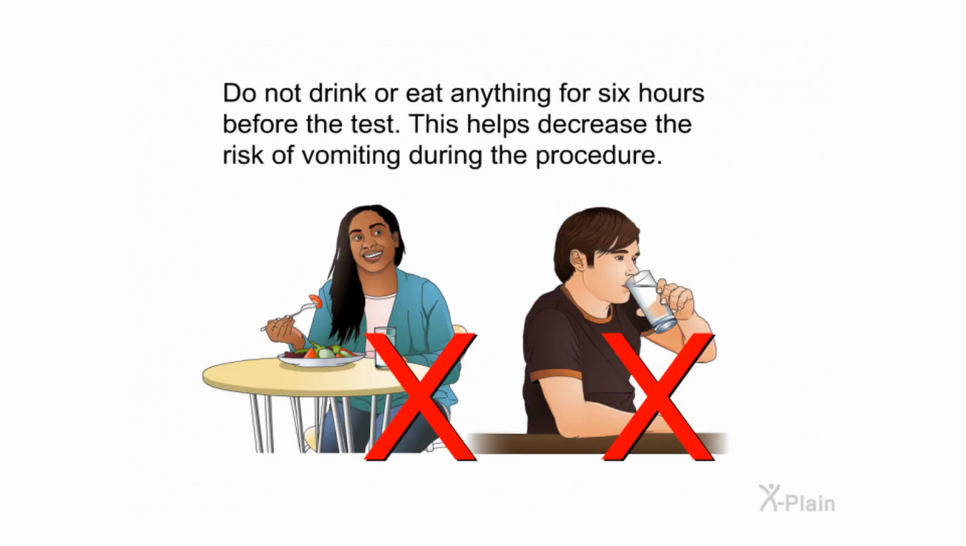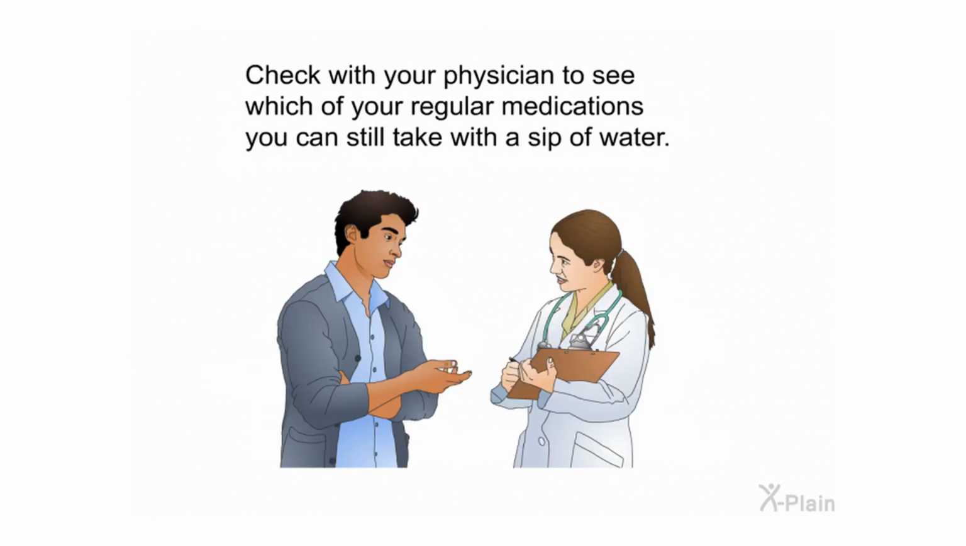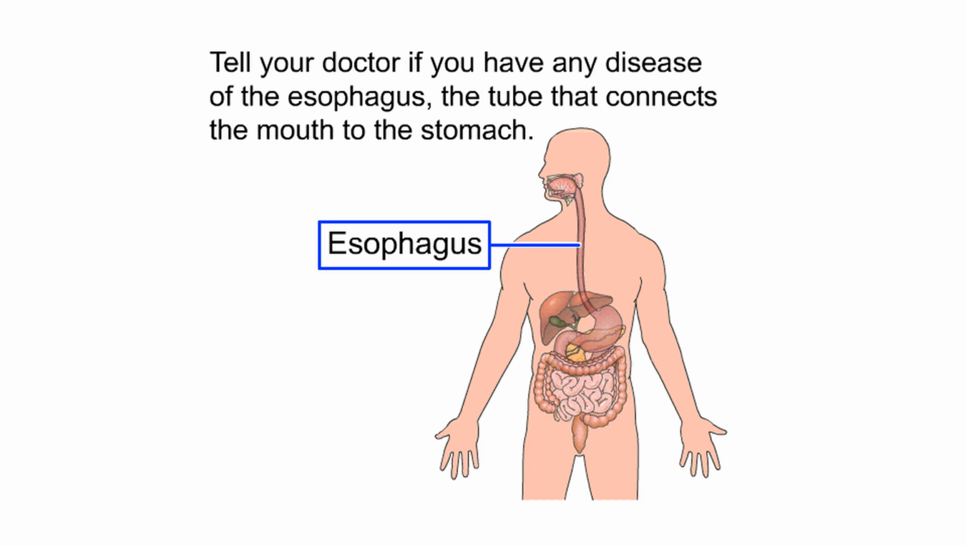Before the test. Do not drink or eat anything for 6 hours before the test. This helps decrease the risk of vomiting during the procedure. Check with your physician to see which of your regular medications you can still take with a sip of water. Tell your doctor if you have any disease of the esophagus, the tube that connects the mouth to the stomach.